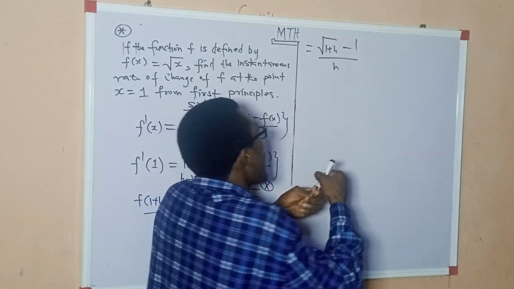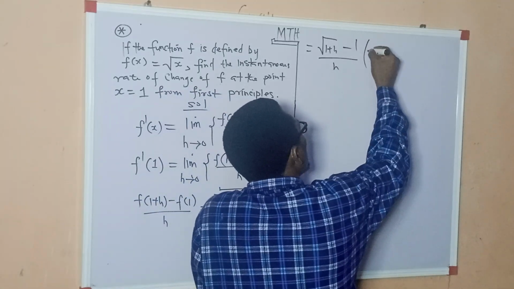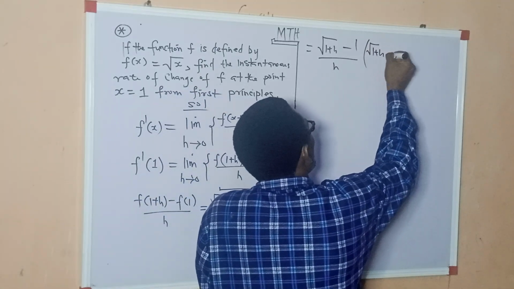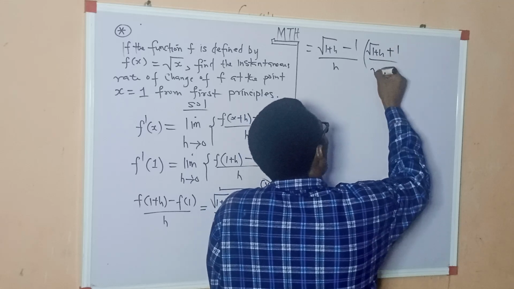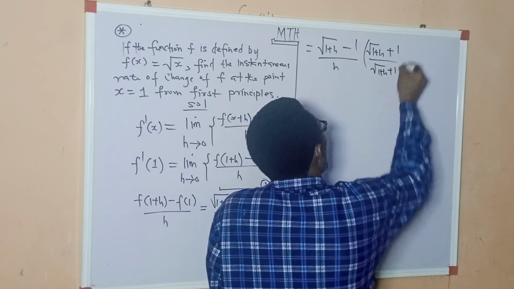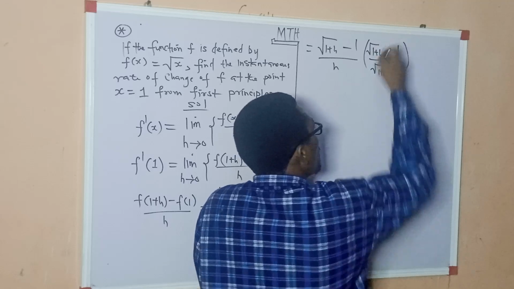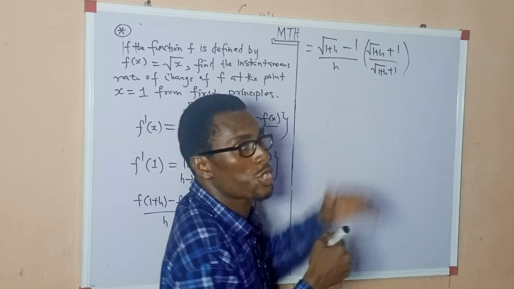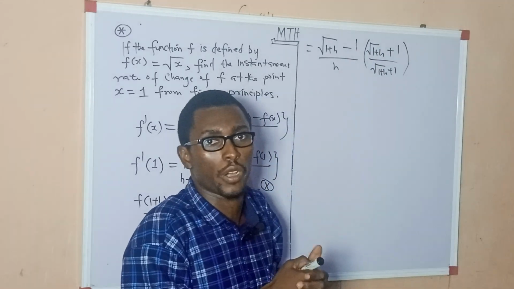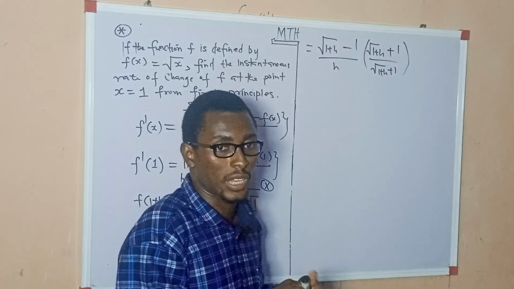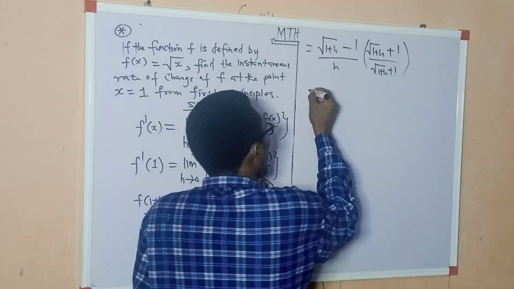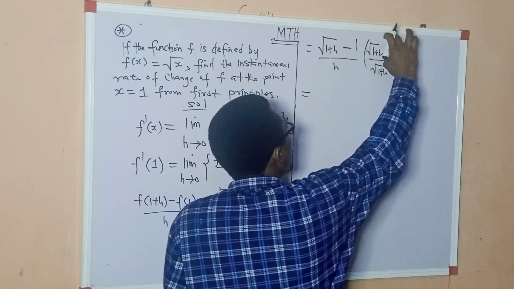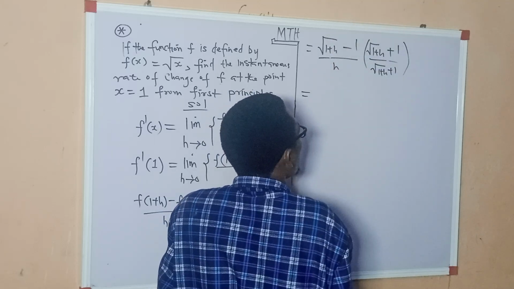So in that case, I can write this as being multiplied by root 1 plus h plus 1 over root 1 plus h plus 1, because this divides out to become 1. And 1 times any expression leaves the expression invariant. So because of that, I can do it like this. All right? So this can also be written. Now, when we multiply this, we shall have a very simplified form.